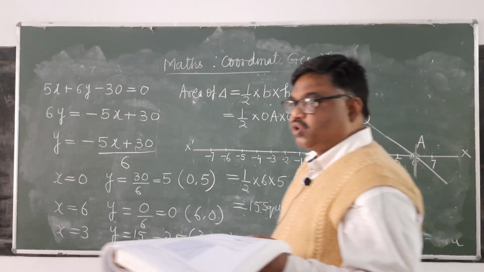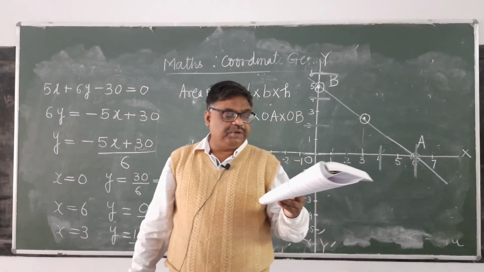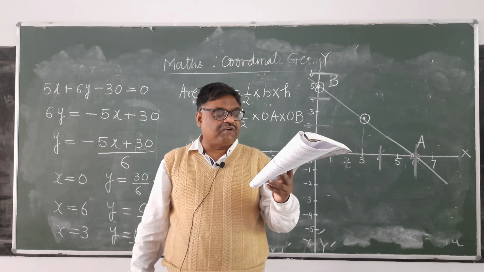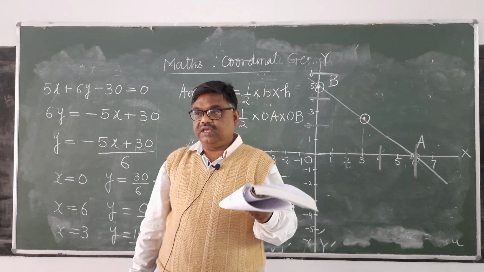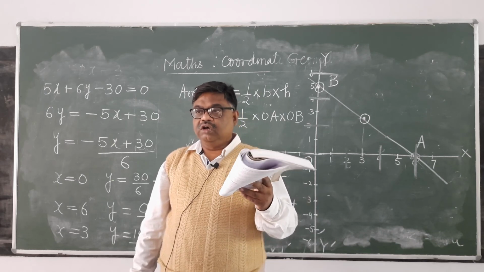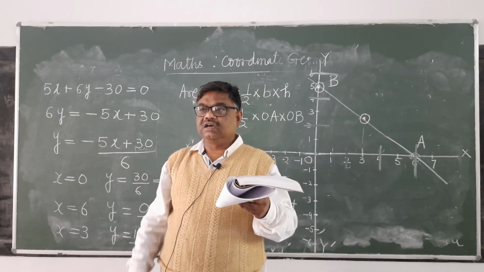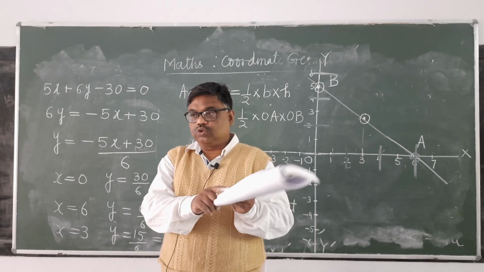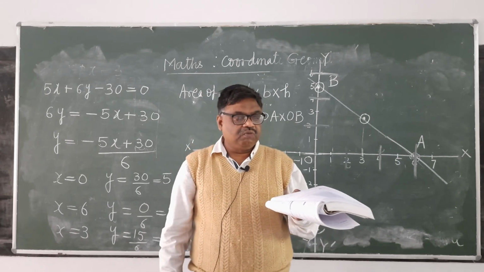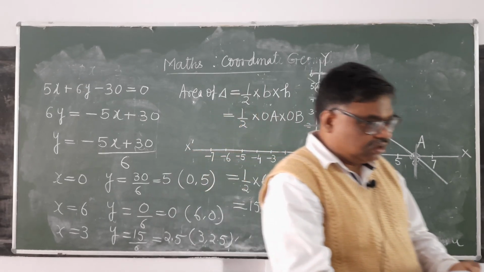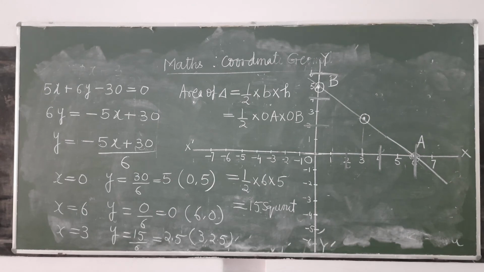Question number 7 you can see. Use the table given alongside to draw the graph of the straight line. Find graphically the values of A and B. So what will you do? First you plot the graph by using 2 points. 2 points are given. You can see in your book question number 7. 1 comma minus 2 is given, and other point is 3 comma 4. With the help of these 2 points, you can draw the line.